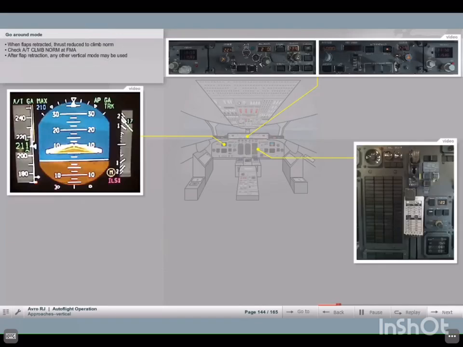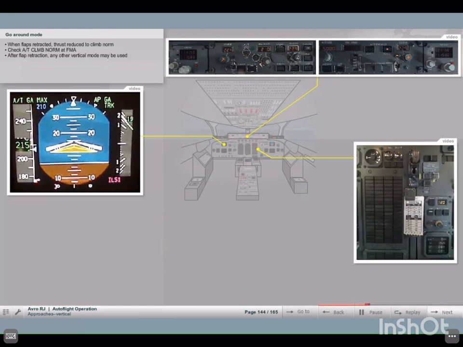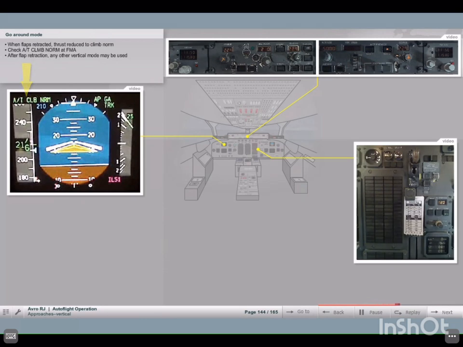Climb normal by pressing the climb button at the TRP or the MCP thrust button. Check Climb Norm displayed in green in the autothrottle field at the FMA. After flap retraction, any other vertical mode may be selected. Here we use vertical speed mode to climb to the missed approach altitude.